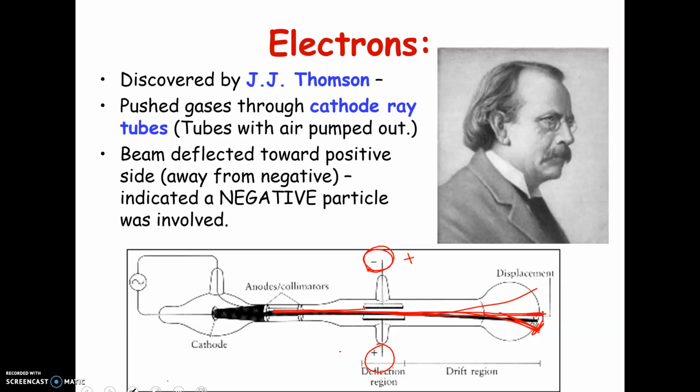Why did he know that? Because like charges repel each other and opposite charges attract. So if a negative charged plate caused the beam to go away from it, if it caused it to bend downward, that would imply that the beam contained something that also had a negative charge. It would be attracted towards the positive and deflected from the negative. And so in essence, he discovered electrons because electrons have a negative charge.